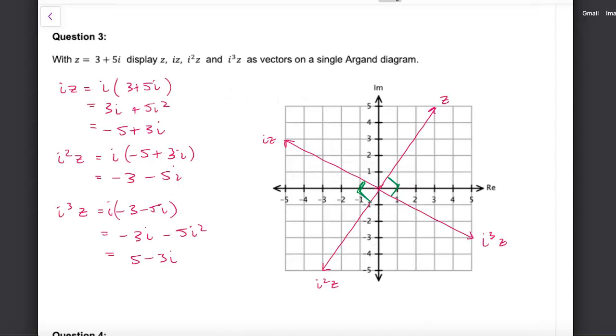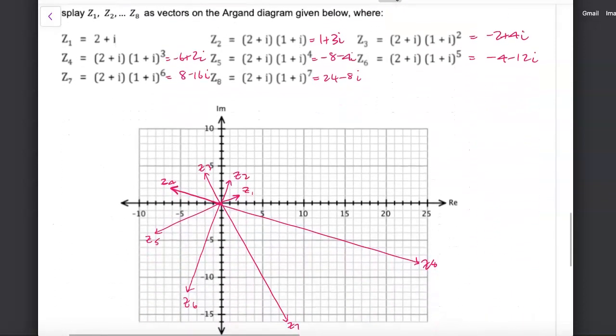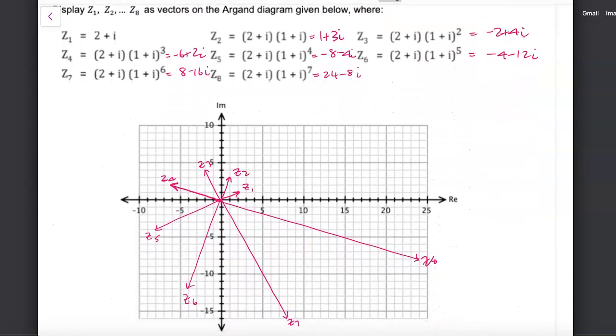Now, solutions for question 3: we notice that when we keep multiplying by i, the effect of that creates these perpendicular vectors that are separated by 90 degrees. And in question 4, again, we see the effect of multiplying by (1 plus i) squared, continually rotating around with these vectors.